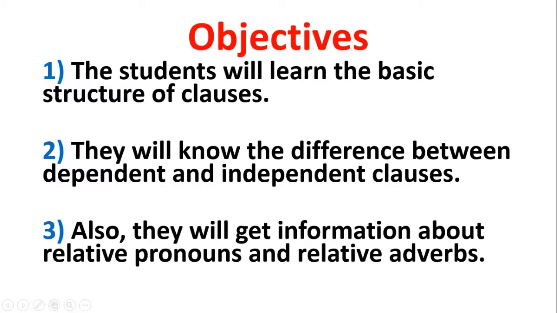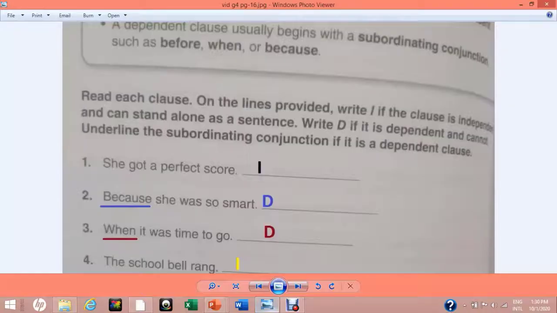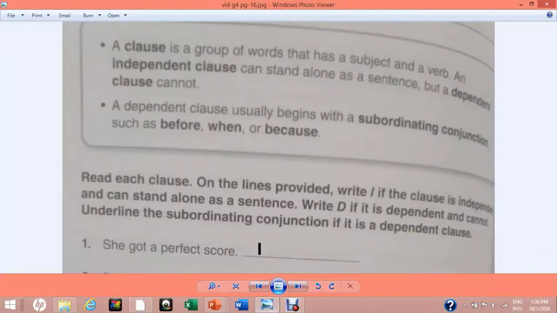My dear students, now be attentive for the solution of an exercise on page number 16. This exercise will cover the topic of clauses. What is a clause? A clause is actually a group of words that has a subject and a verb. An independent clause can stand alone as a sentence, but a dependent clause cannot. A dependent clause usually begins with a subordinating conjunction such as before, when, or because.